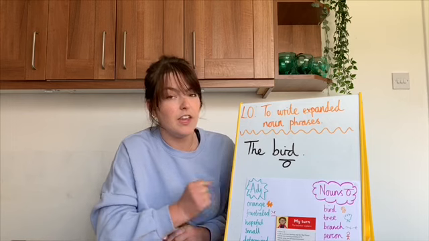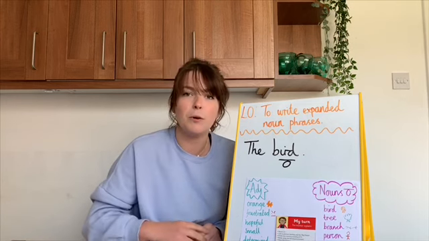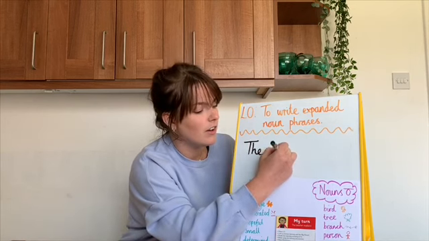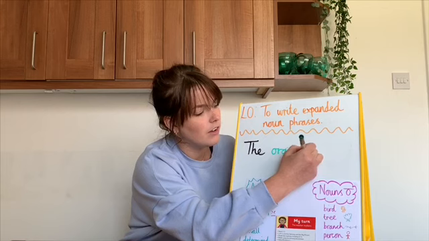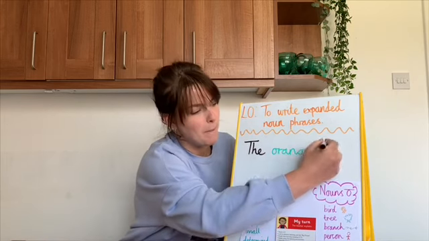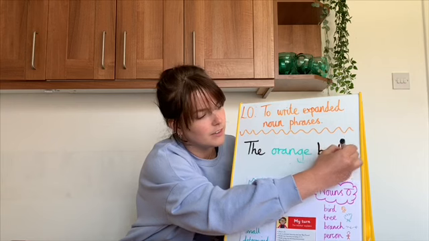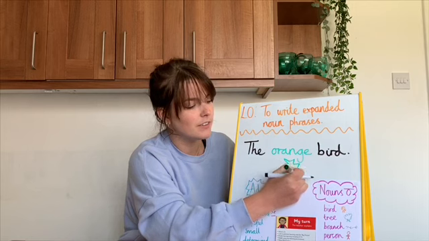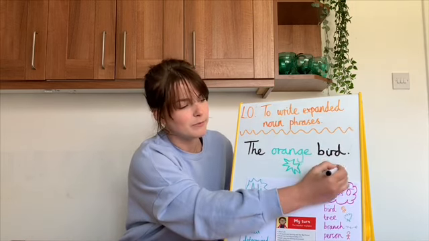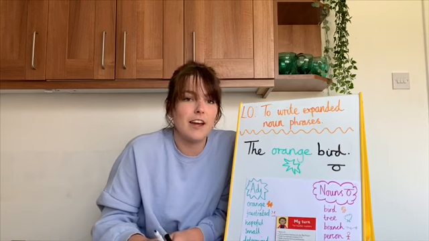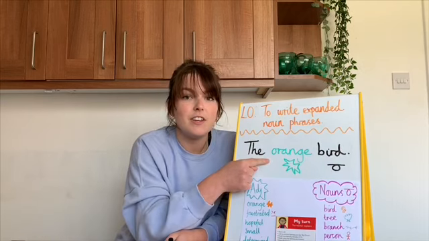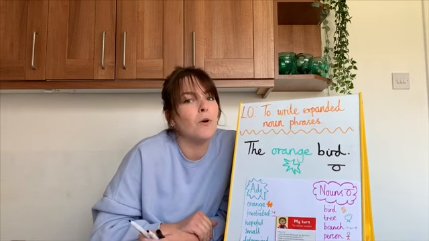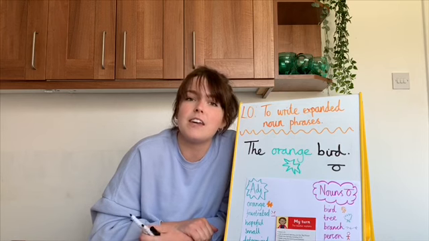I'm going to put the orange bird because that puts a picture in your mind, you know what colour it is. I'm going to add in my adjective, the orange bird. So I've got my adjective and I've got my noun. And that is an expanded noun phrase. The adjective is describing the noun. It's giving the reader a little bit more detail, a little bit more of an idea of what you are trying to describe.